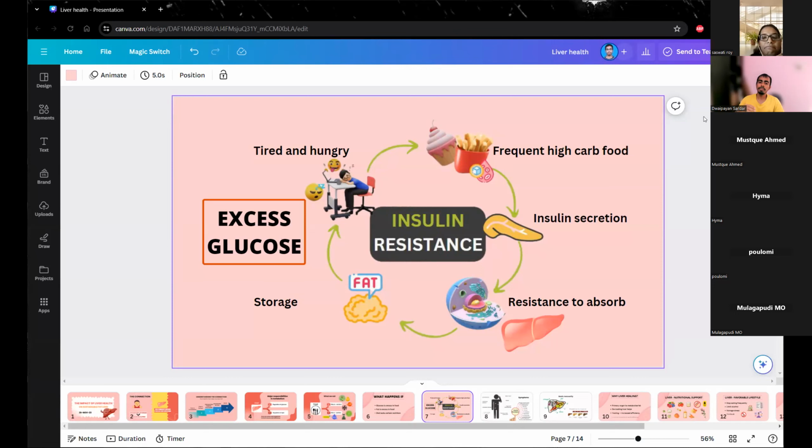But what will happen if you have the food frequently? If you are having carbohydrates frequently, what will happen? The cells are already full of sugar. They already have a lot of sugar from your previous meals. So they'll show resistance to absorbing that nutrition, insulin. Same goes for the liver also.